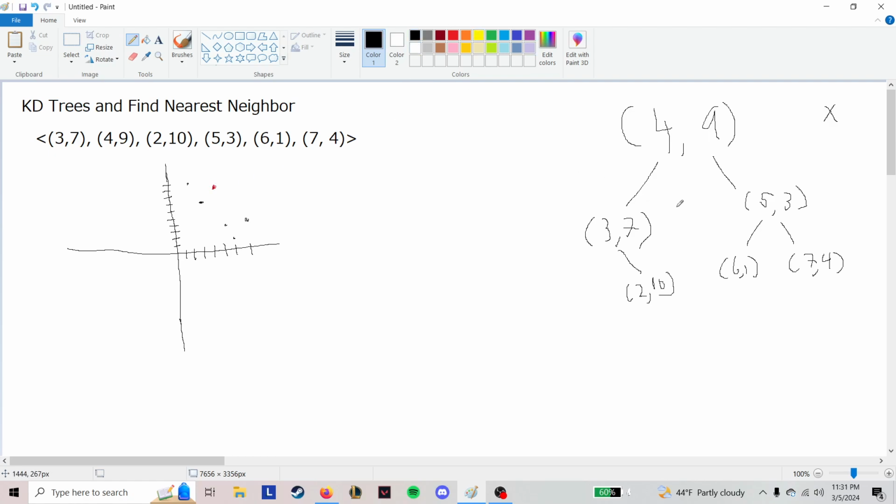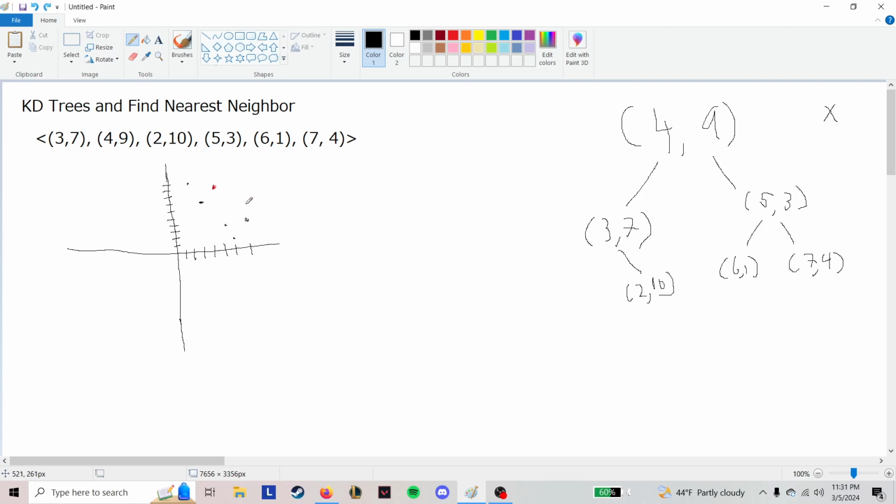So what I'm doing is I'm splitting around the x-axis, which means the points 5, 3, 6, 1, and 7, 4 are all to the right of 4, 9. They're all in the right subtree. And those points in the coordinate plane are these points right here. Similarly, the points I have on my left are 3, 7, and 2, 10, because these points have x less than 4. And those are the two points right here.